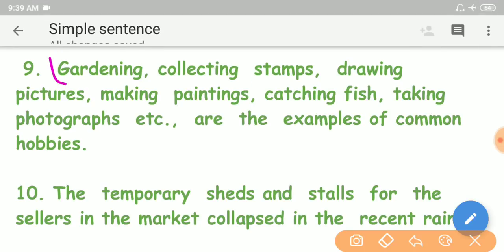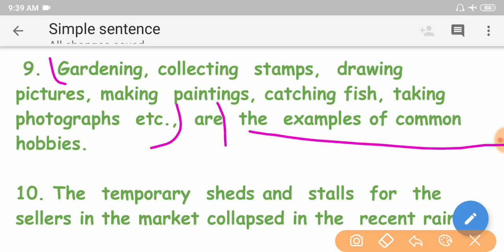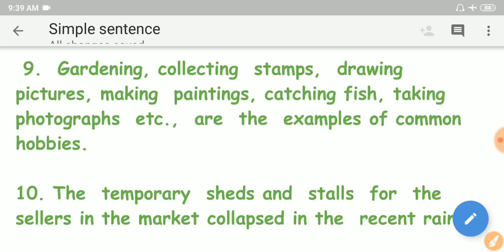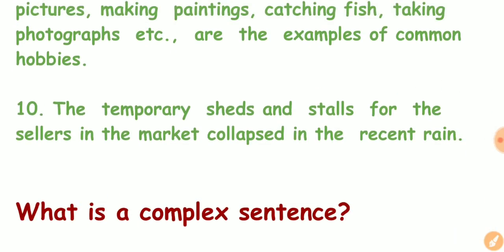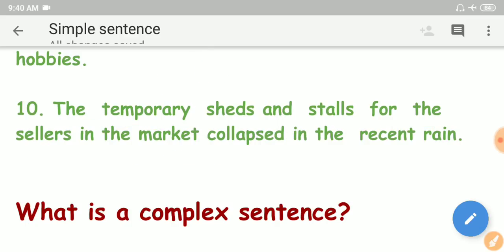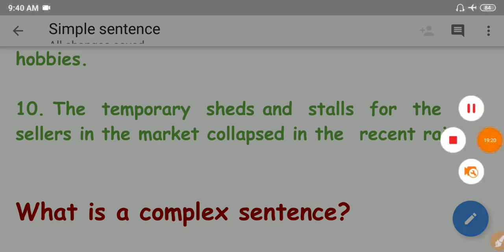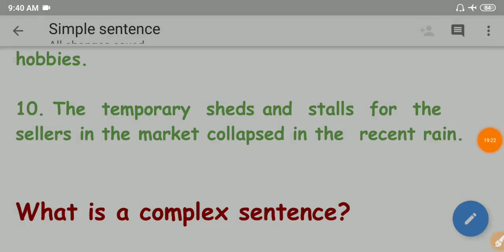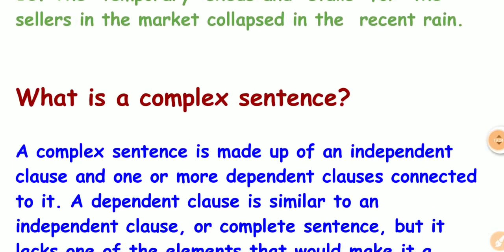From year to year, we have only subject, my dear friends. Or is the verb. This is object or complement, my dear friends. So like this, the temporary sheds and stalls for the sellers up to year. This is a phrase, my dear friend. Phrase is a group of words. I already told you, my dear friends. So that's why this is also a simple sentence. So we have understood the detailed information about a simple sentence. So let us go and learn what is a complex sentence in detail.